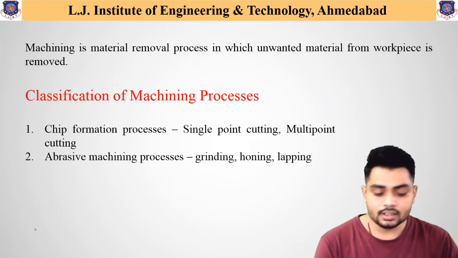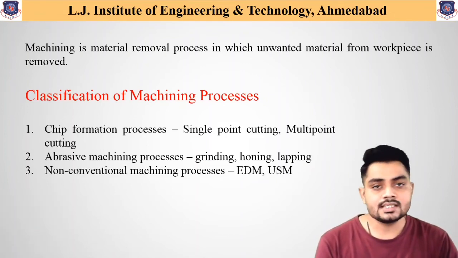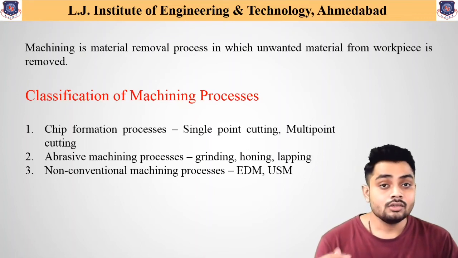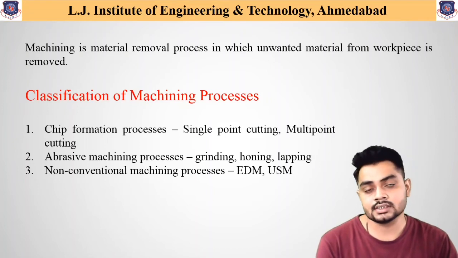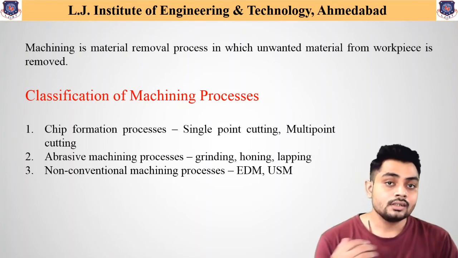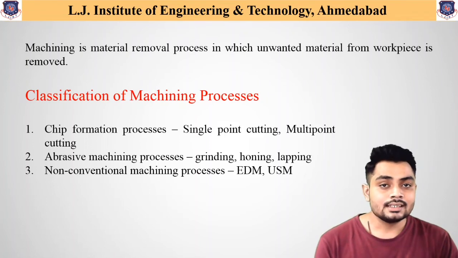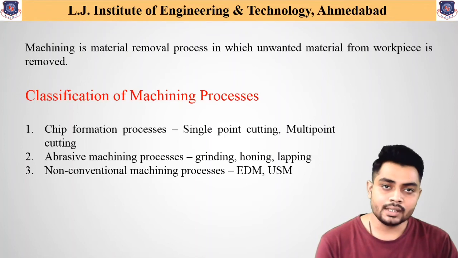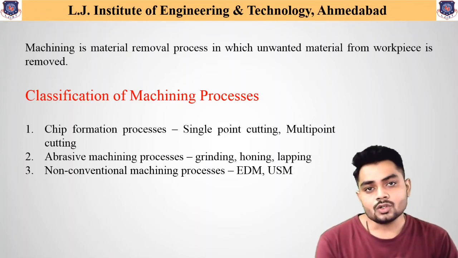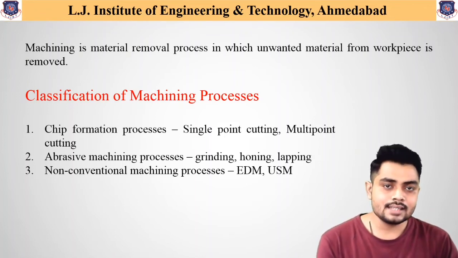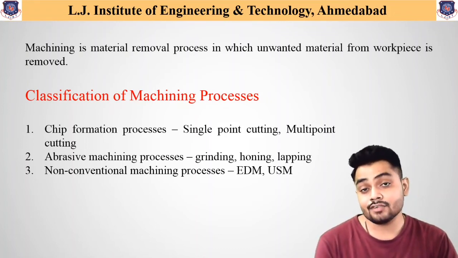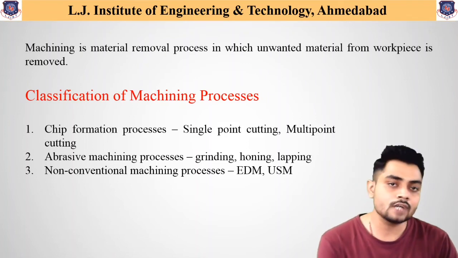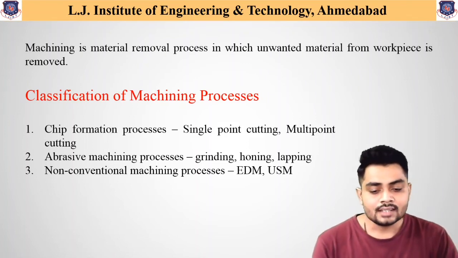Now the third one, that is the non-conventional machining processes. First of all, what is the difference between conventional and non-conventional machining processes? In the case of conventional machining processes, the tool and the workpiece are both in contact and the material is removed. But if the tool and the workpiece are not in contact, and the material is removed by providing a certain mechanism, at that time these machining processes are called non-conventional machining processes.